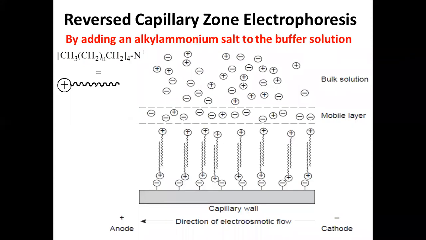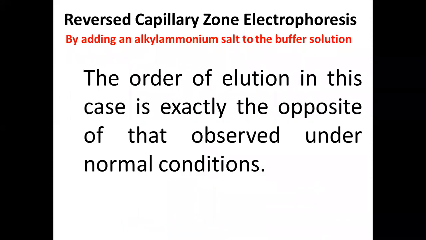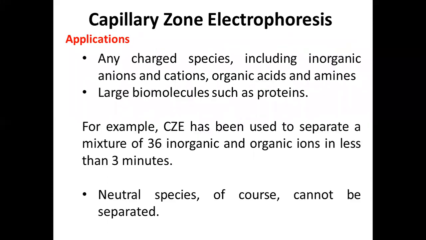In conventional capillary zone electrophoresis, also called simple capillary electrophoresis, cations are going to be eluted first, then at last anions. In reversed capillary zone electrophoresis, by utilizing the property of alkyl ammonium salts, we can reverse the order of elution in such a way that anions are eluted first, then neutrals, then cations. So the order is just reversed under the normal condition, and the neutrals cannot be separated by this capillary zone electrophoresis also. Whether you perform conventional capillary electrophoresis or reversed capillary zone electrophoresis, neutrals cannot be separated.